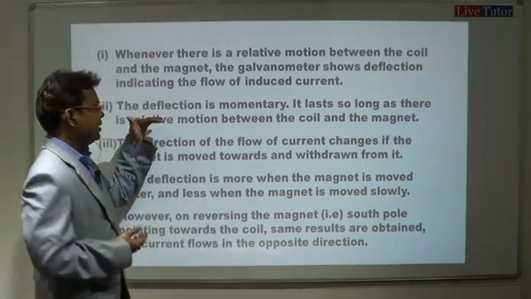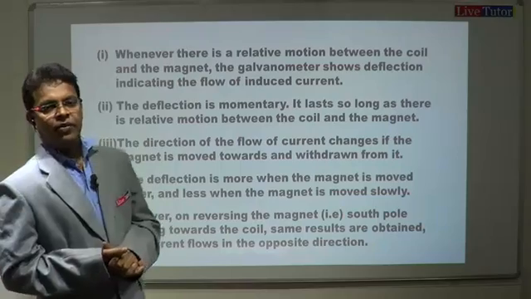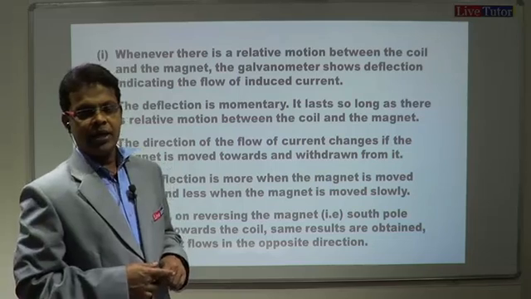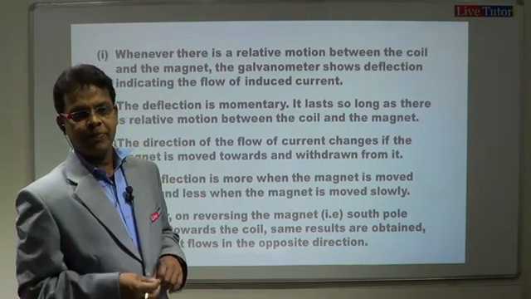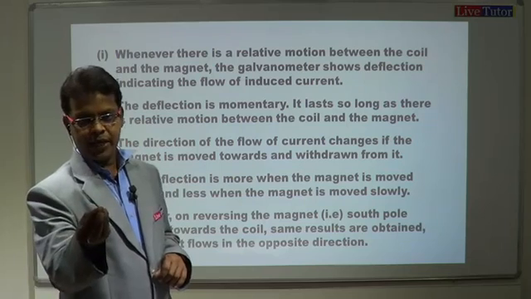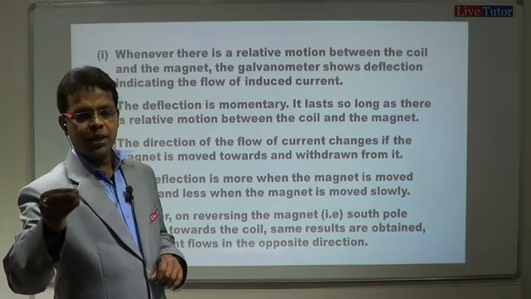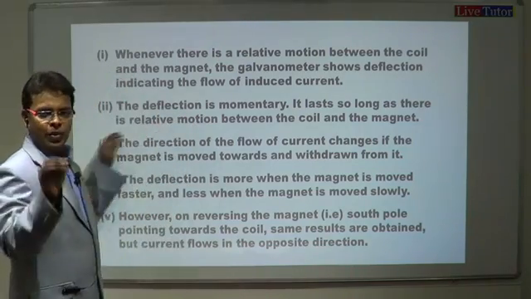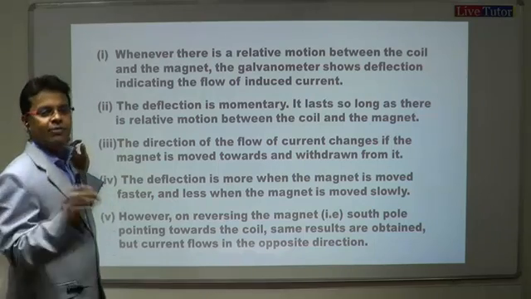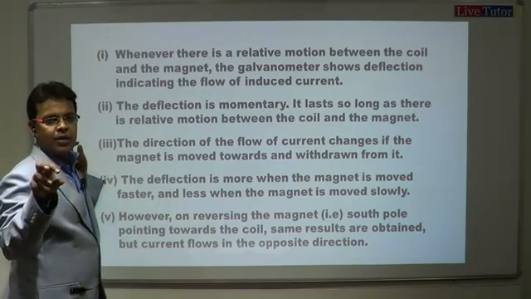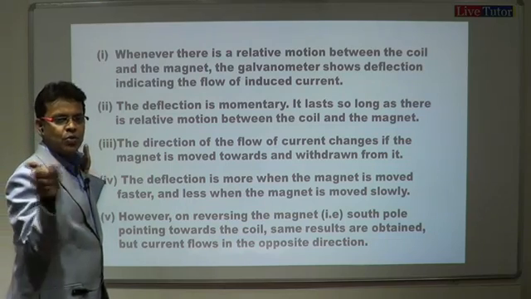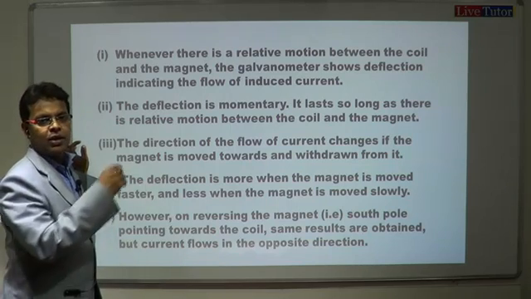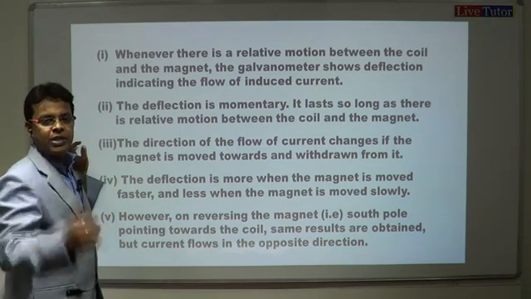And the second is that the deflection is momentary. What do you mean by moment? 'I'll come in a moment,' people say. Just wait for a moment. Right? It's talking about time. The deflection is momentary, only for a few seconds. It lasts only as long as there is relative motion between the coil and the magnet. Why is it momentary? The deflection exists only for a short, specific time, only for as long as the coil or magnet is being moved. That is why it is called momentary. Right? That is the second inference he made.